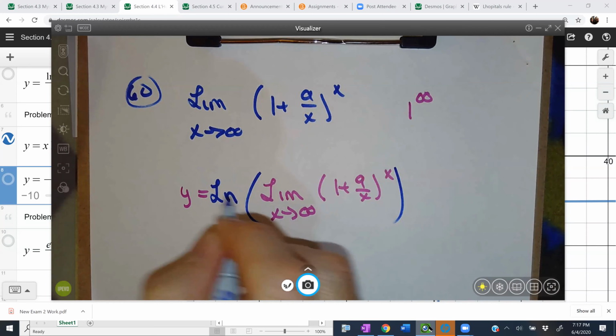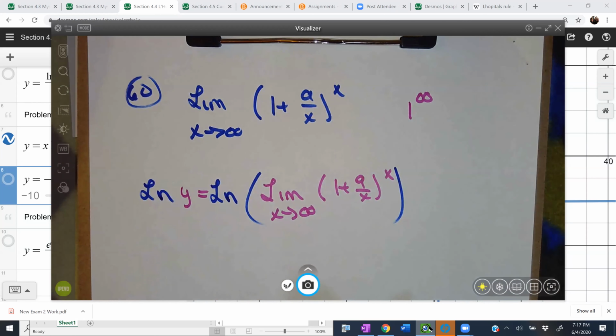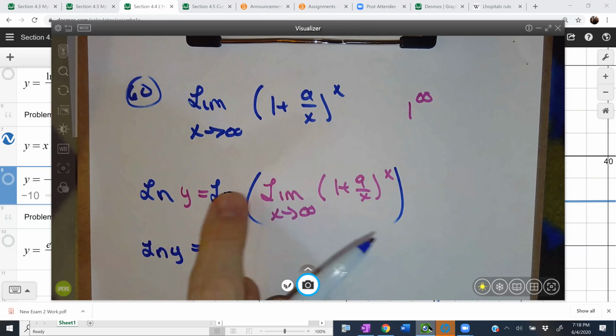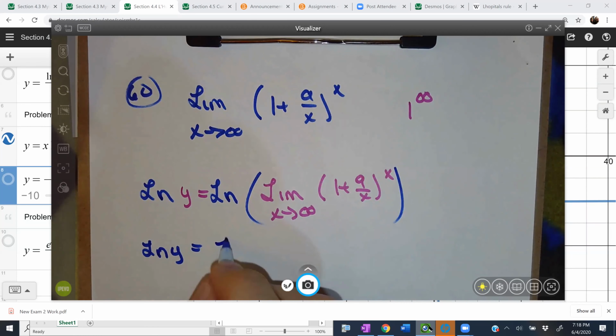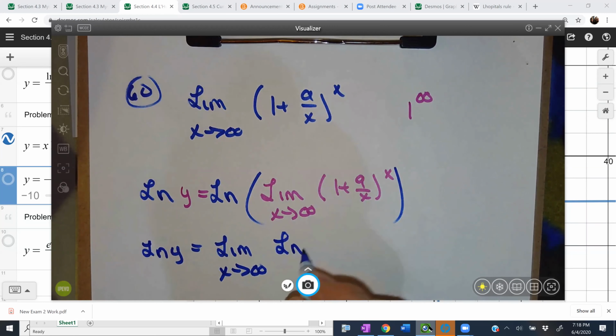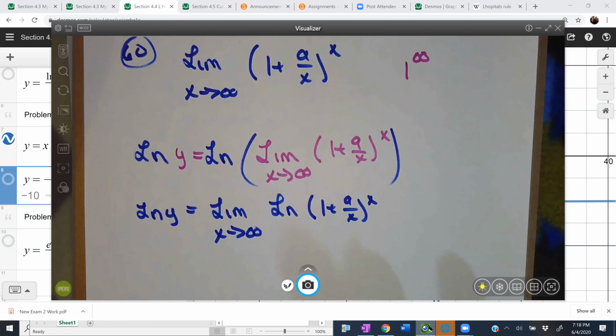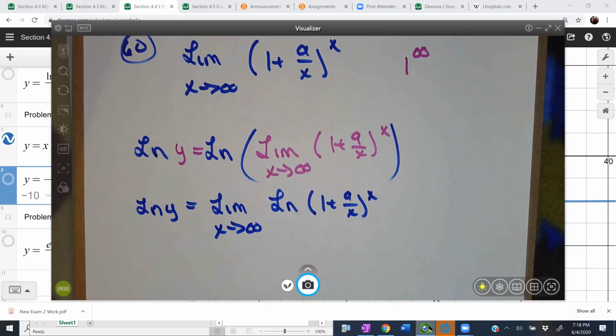I'm going to take the natural log on both sides. Why? Well, it's going to help me out. On the left-hand side, I'm just going to leave that as ln of y. On the right-hand side, I'm going to interchange limit and the log. I can do that because this is a continuous function. So far, it looks messier and it doesn't look like I've gotten anywhere. But I'm actually pretty close to the point that I really need.